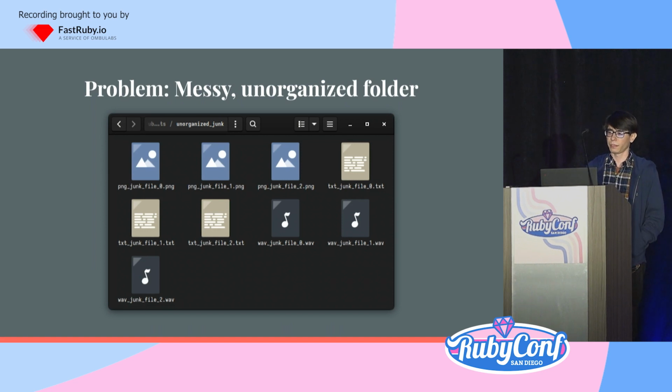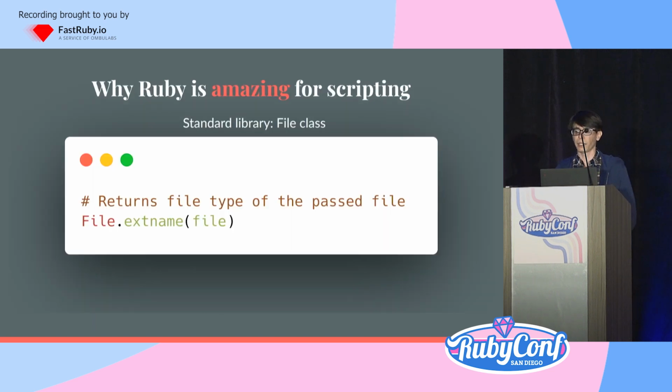So let's say we have a cluttered folder full of files of varying file types. We want to organize them into separate folders by file type. You could manually make new folders and drag and drop several times, but this is tedious grunt work that we can write a Ruby script to handle for us instead. But how do we go about that?